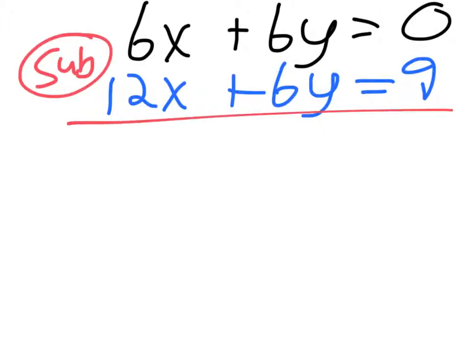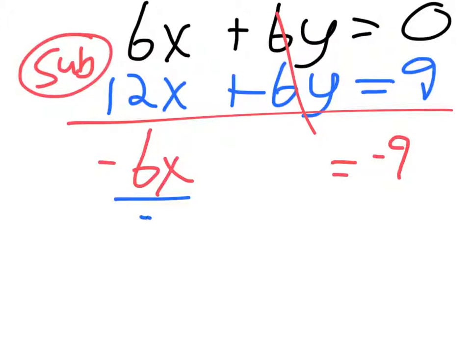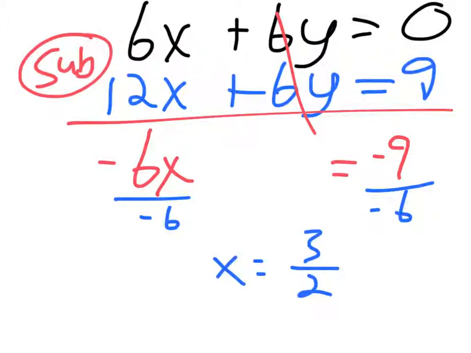So we're subtracting. 6x minus 12x makes negative 6x. 6y minus 6y makes nothing, just like we wanted. That cancels out. And 0 minus 9 makes negative 9. You start with no dollars, you spent $9, you're in the hole, $9. So to get x by itself, divide both sides by 6. x is going to be 3/2 when you simplify.